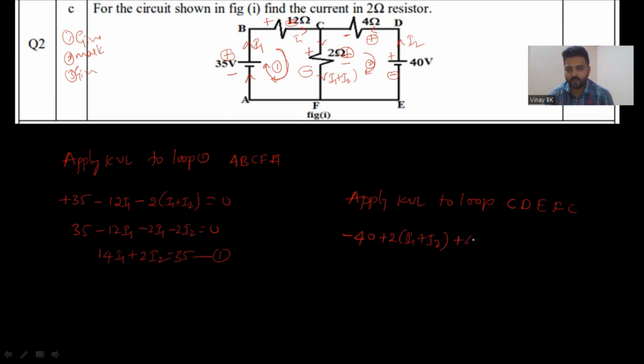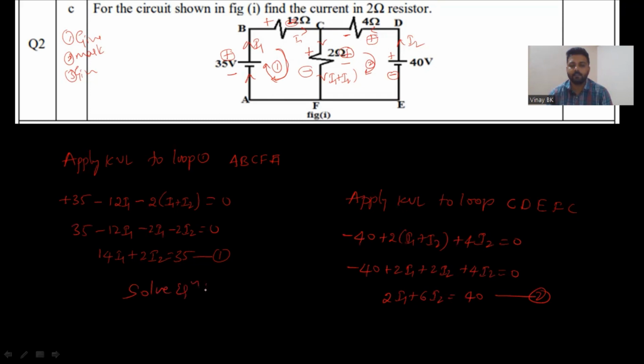Again, plus 4 into I2 is flowing there, so 4 into I2. So rewrite here: minus 40 plus 2I1 plus 2I2 plus 4I2 equals 0. You can get 2I1 plus 6I2 equals 40. This is equation 2. So now solve equations 1 and 2 with the help of a calculator.